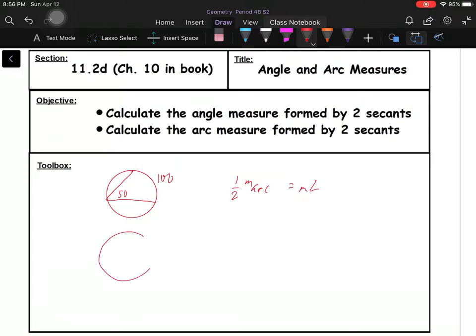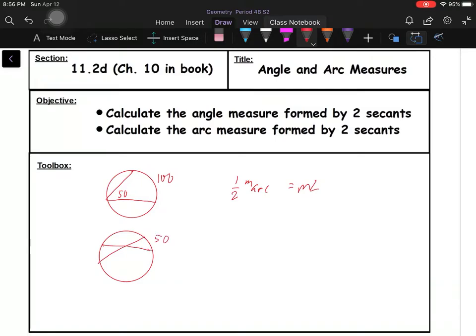The next one we did, let's try that again. Oops. Half the measure. Let's draw another circle here. There we go. The next one we did was we looked at two chords intersecting.